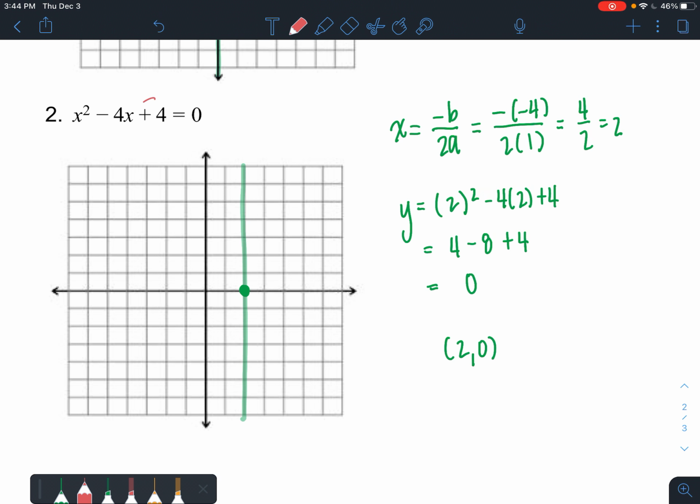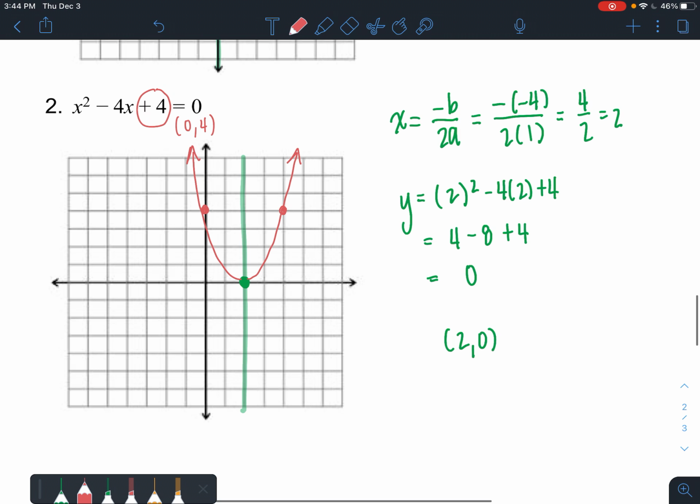My y-intercept is (0, 4). So I'm going to go ahead and plot that point, then reflect it over the axis of symmetry and graph that line. So my solution to this one is where it touches this axis here. This point, (2, 0), means that my intercept is x equals 2.